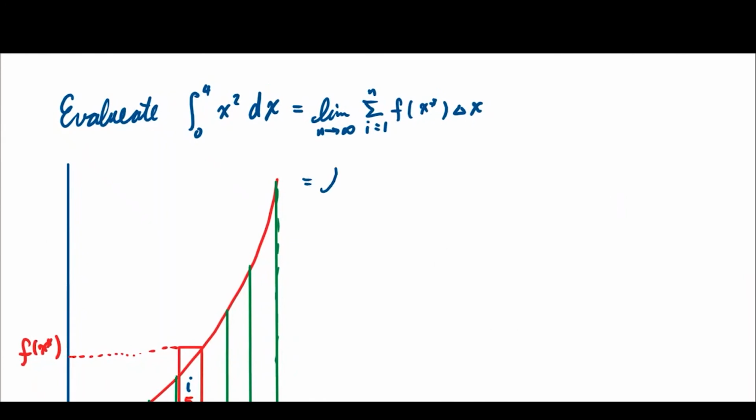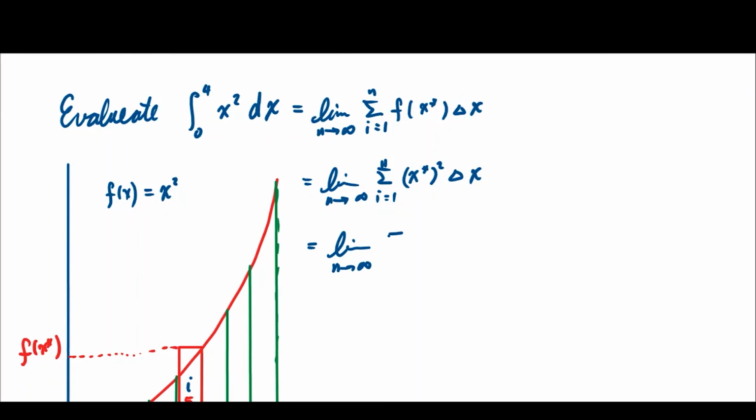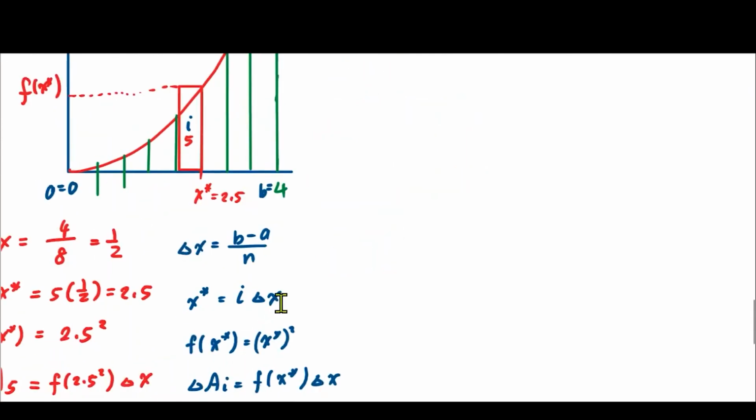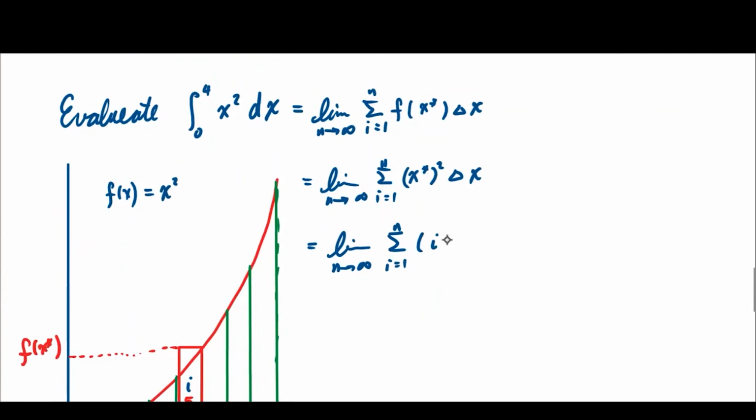So let's go. This is equal to the limit as n approaches infinity of the sum from i equals 1 to n of f of x-star, and our f of x here happens to be x squared, the thing inside the integral. So x-star squared times delta x. So far so good? Now that is equal to the limit as n approaches infinity of the sum from i equals 1 to n. Now, what is x-star? What did we figure out here? Right, i times delta x. So we have (i times delta x) squared times delta x. Still with me?